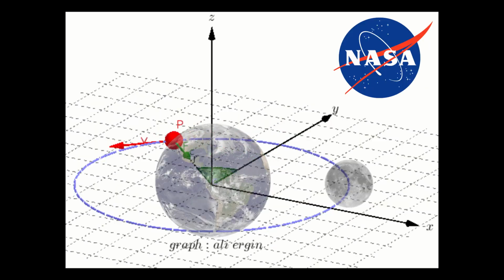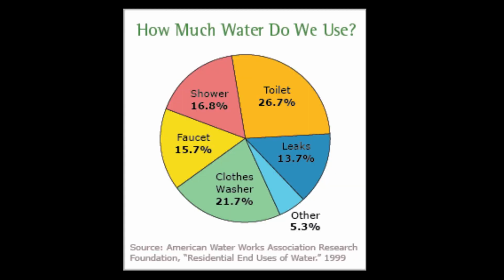NASA also applies pi in space exploration and scientific calculations. An example is the calculation of the orbit of the Moon around the Earth. This shows that the use of pi allows NASA to be able to do accurate calculations of huge magnitudes and distances. Pi is also used in pie charts to accurately express data and statistics as a whole.